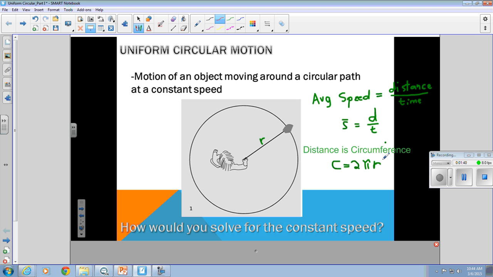So we can take this and substitute it in for our distance for the circular motion. And our equation becomes average speed equals 2 pi r over t. Now, the time that it takes to make one revolution is the time we're interested in. And we define that as something different than just the lowercase t you've been used to.